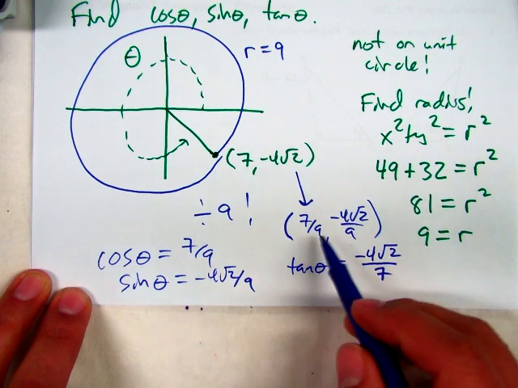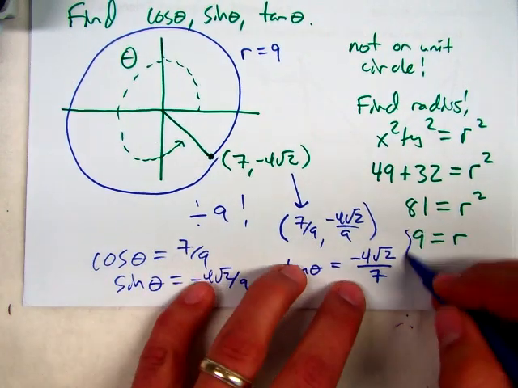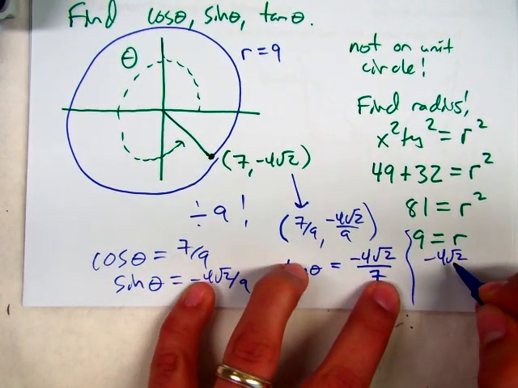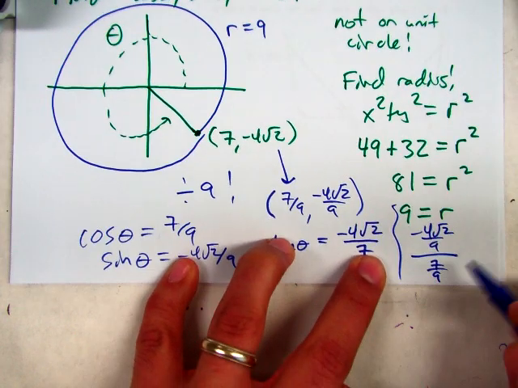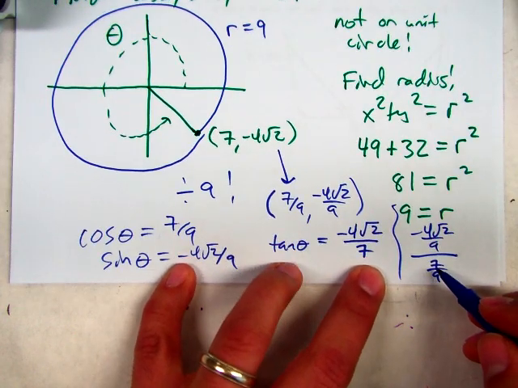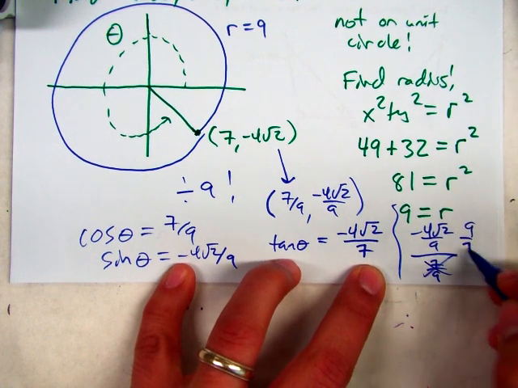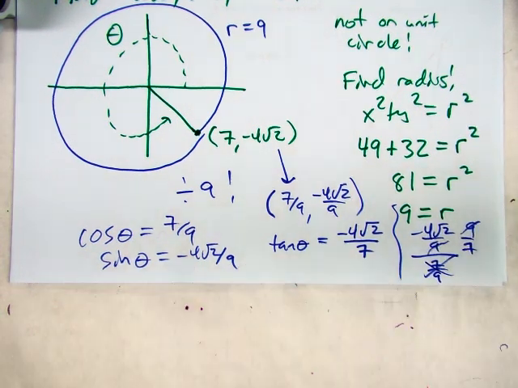The 9s, if you don't believe me, they're going to go away because you do negative 4 root 2 over 9 over 7 over 9. Dividing by 7 ninths is the same as multiplying by 9 sevenths. Cancel, cancel. Now you don't have to do that ever again.